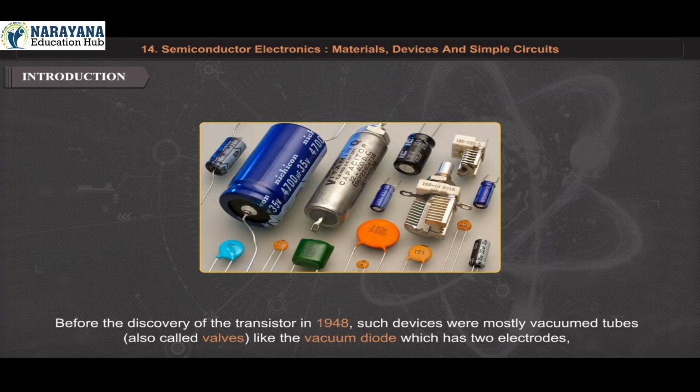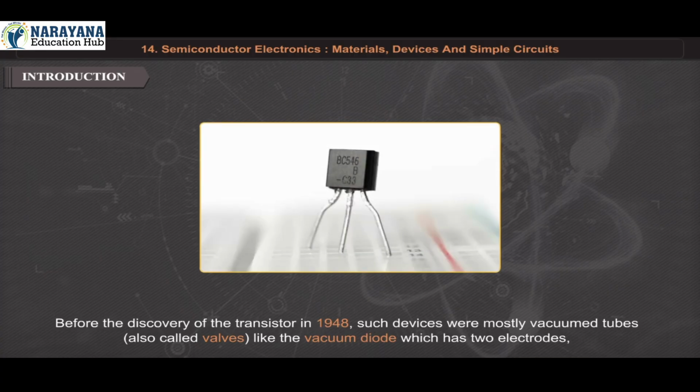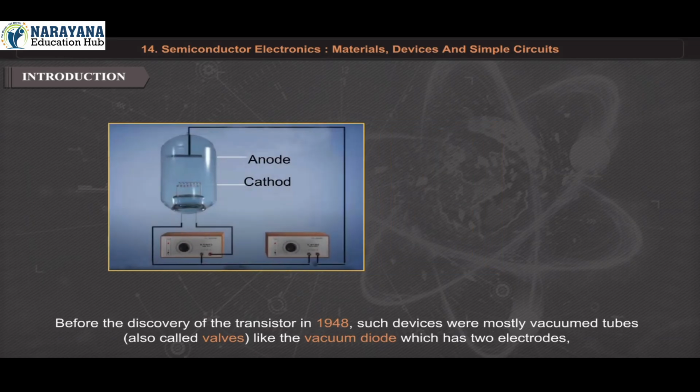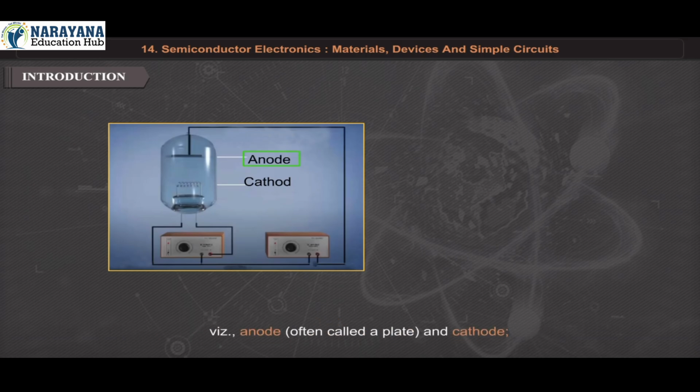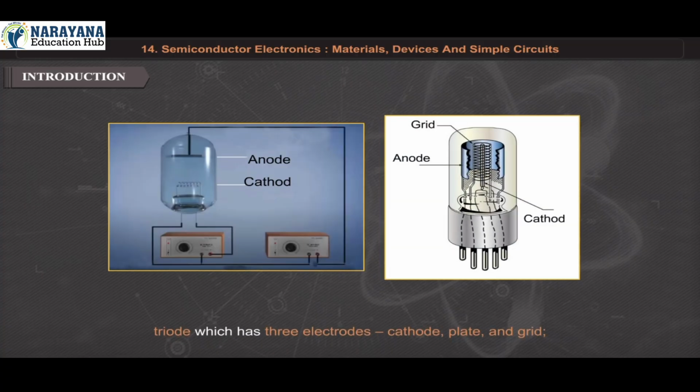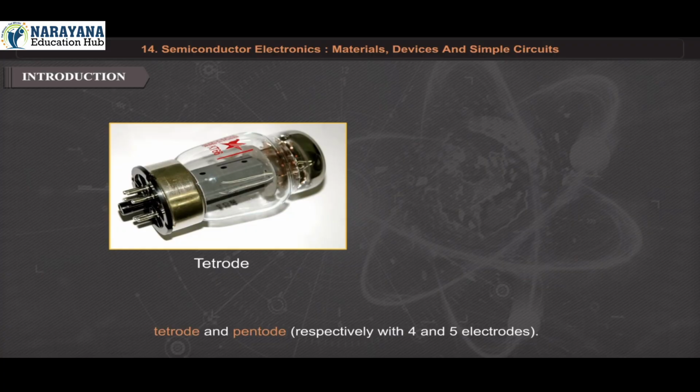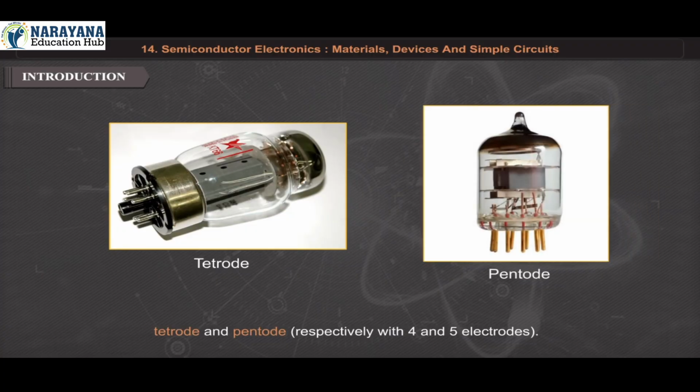Before the discovery of the transistor in 1948, such devices were mostly vacuum tubes, also called valves, like the vacuum diode, which has two electrodes, namely anode, often called a plate, and cathode; triode, which has three electrodes, cathode, plate, and grid; tetrode and pentode, respectively with 4 and 5 electrodes.